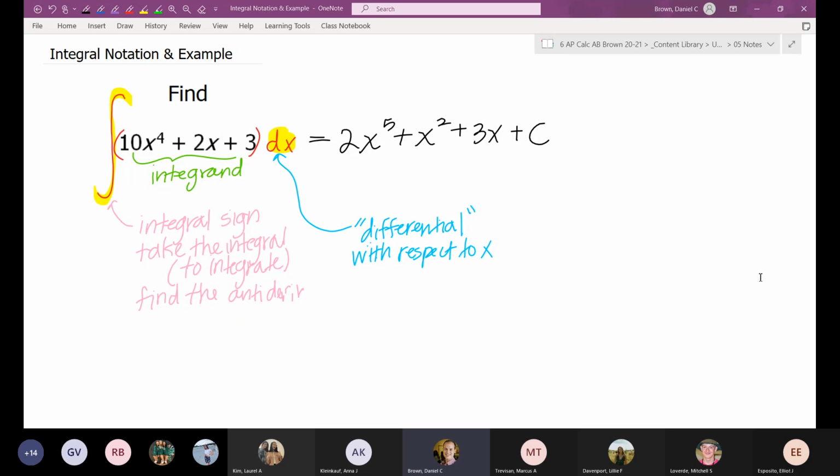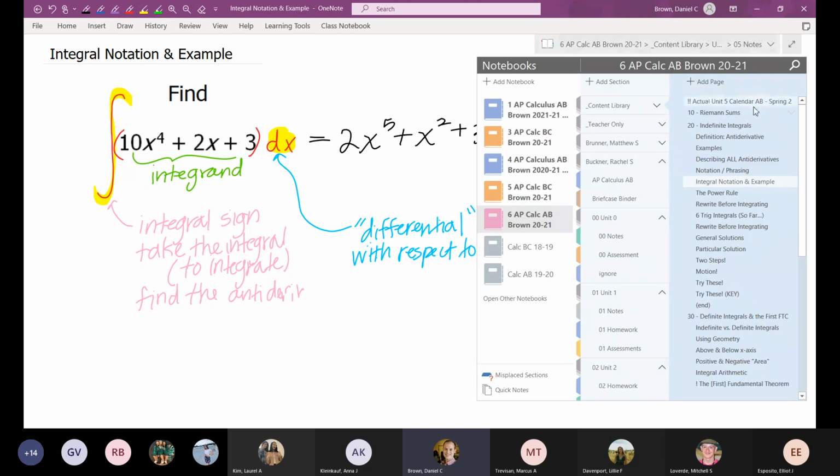Questions on that symbol, because we will be seeing a lot of it. All right, so let's go ahead and look at some of our rules.